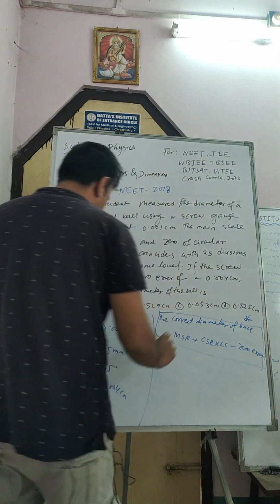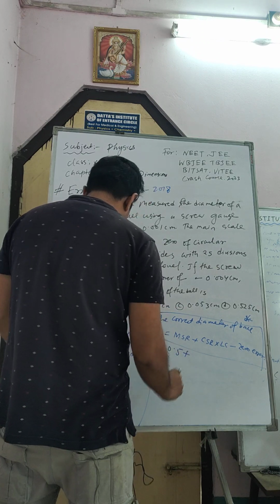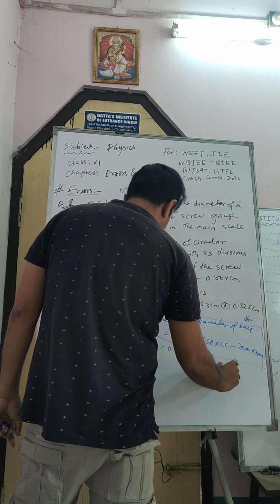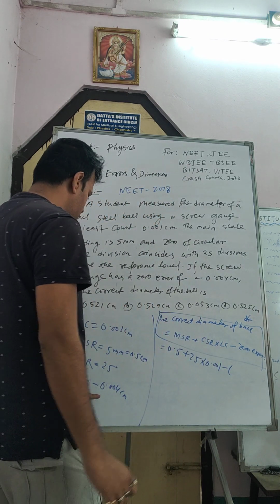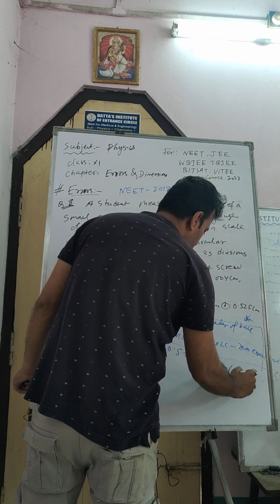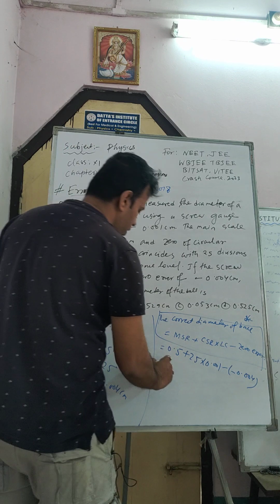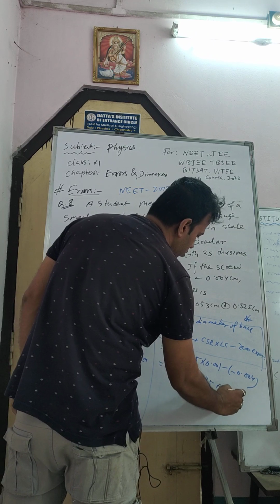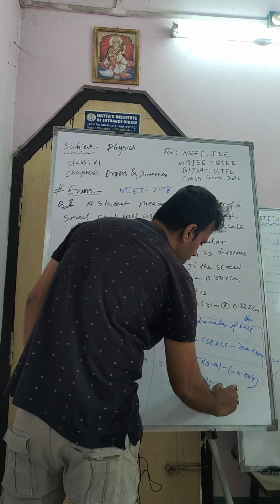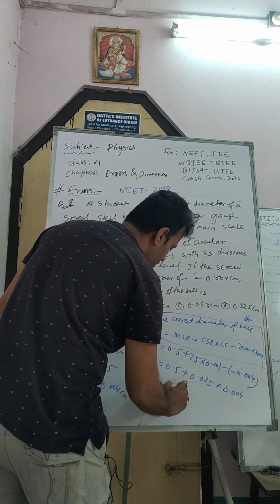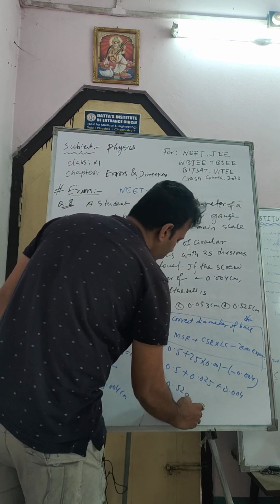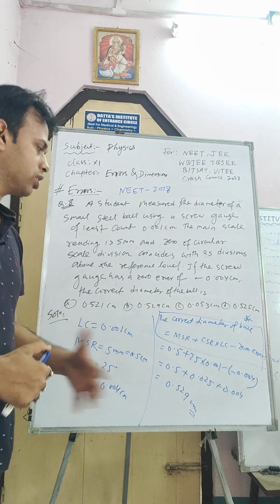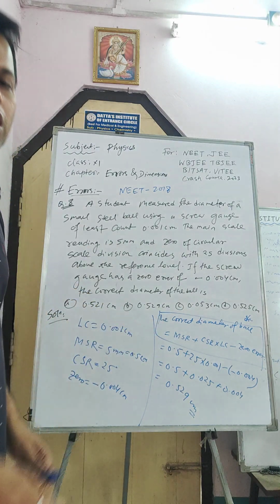So what will come out? MSR is 0.5, CSR is 25 and LC is 0.001, minus zero error, which is minus 0.004. So if you multiply, it will be 0.5 plus 0.025 plus 0.004. If you add this up, it will be 0.529. So 0.529 is the correct diameter of the ball by using the screw gauge. You have to remember this. This is the formula of the screw gauge, how to find the diameter.